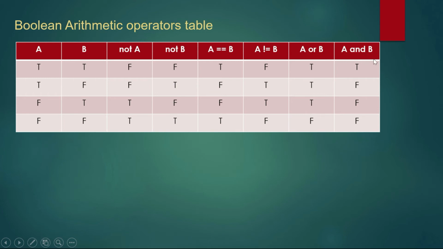And the AND function must have both True, then it will be True. Otherwise, if anything has False, then the result is False. And if both are False, it should be False.